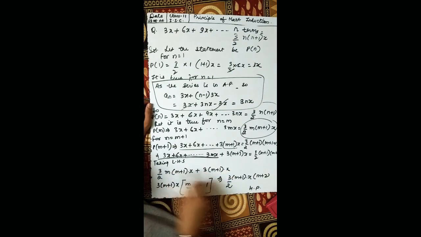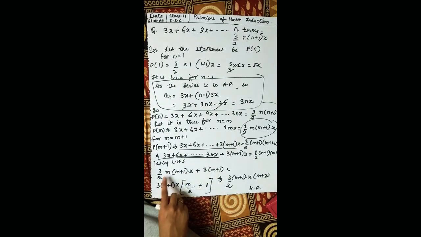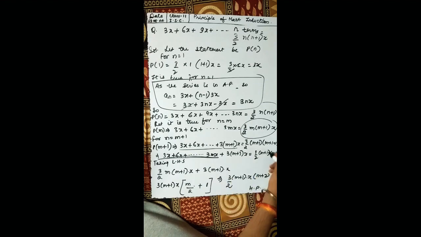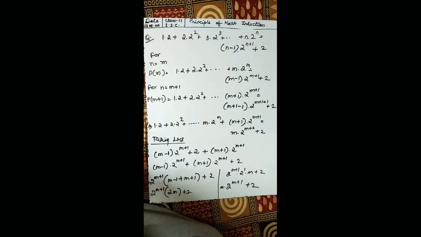Okay, from these two you can take 3 times m plus 1 times x common. So taking 3(m plus 1)x common, we got m by 2 plus 1. Now take LCM, this will be m plus 2 upon 2, and that can be written as 3 upon 2, m plus 1, m plus 2, x, and as these two are equal, hence proved. Okay. Let us come to a different question.